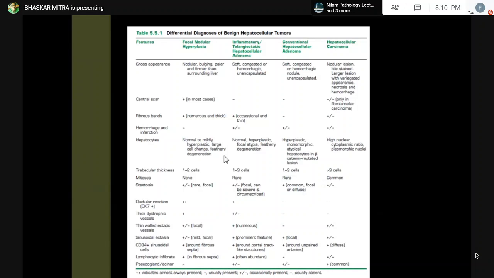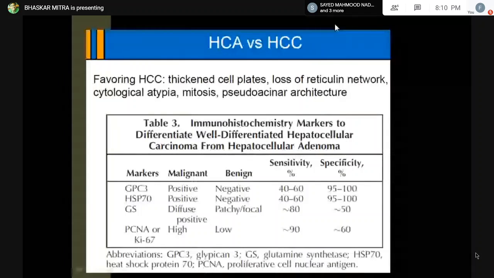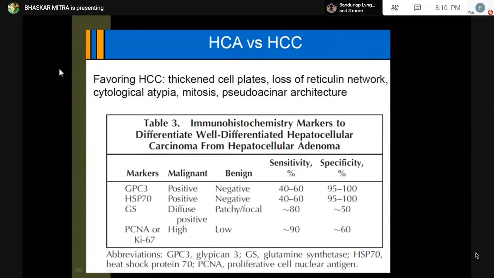Now, the characteristic findings to differentiate hepatocellular adenomas versus hepatocellular carcinomas. Hepatocellular carcinoma shows thickened cell plates and loss of the reticulin network. In hepatocellular adenoma it is less than 1 to 2 cells, and the reticulin is disrupted. Cytological atypia and mitosis are more. Pseudoacinar and pseudoglandular architecture is more commonly seen in hepatocellular carcinomas.